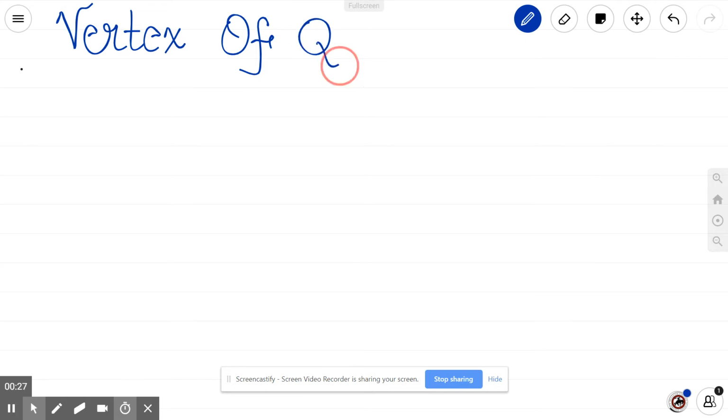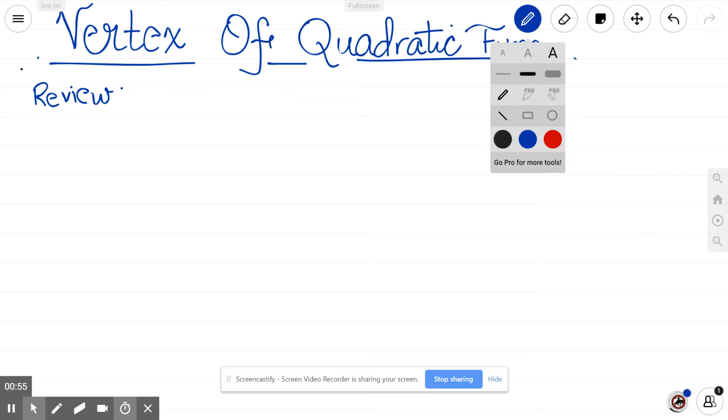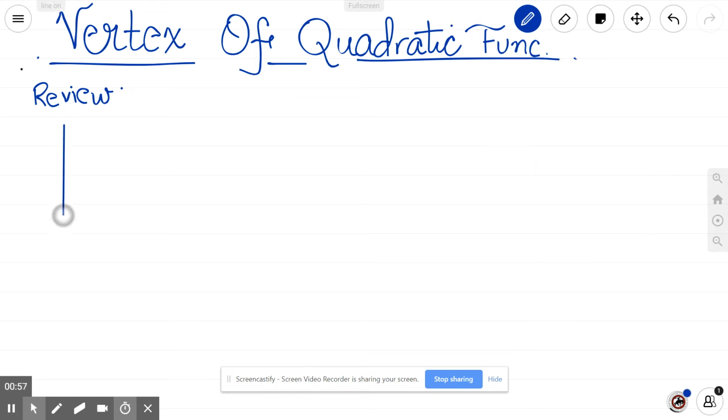All right. So the vertex of the quadratic function. All right, before I move on with giving you the formula for the vertex of a quadratic function, I want to go over the old points, a little review before we begin that, just so it can make more sense. So let us have two graphs going here.